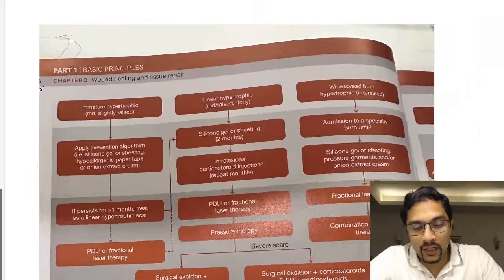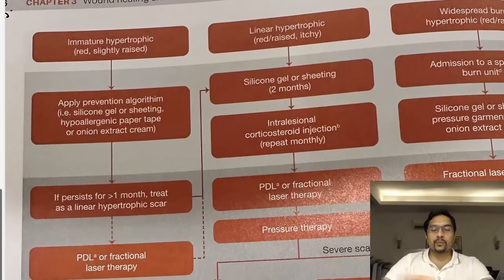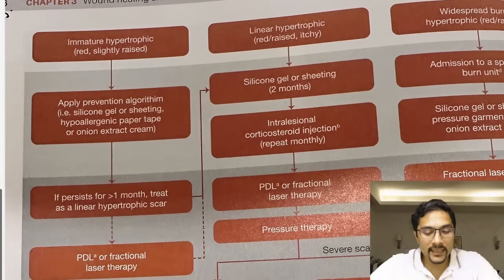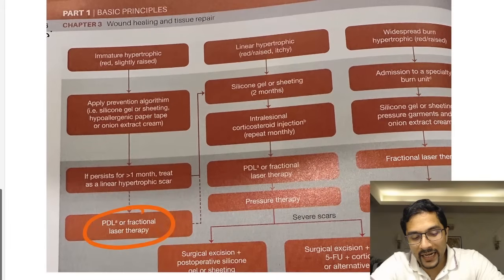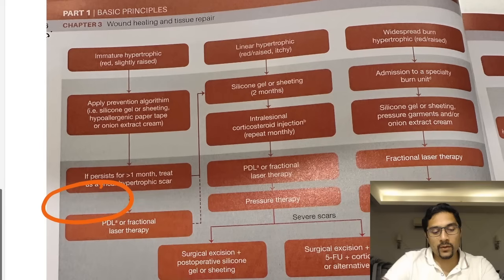And this is the flow chart to manage hypertrophic scars. Immature hypertrophic scars, do pressure dressing, silicone gel sheeting. If it persists, then we do PDL or fractional laser therapy, right? So laser therapy is also being used in these patients.